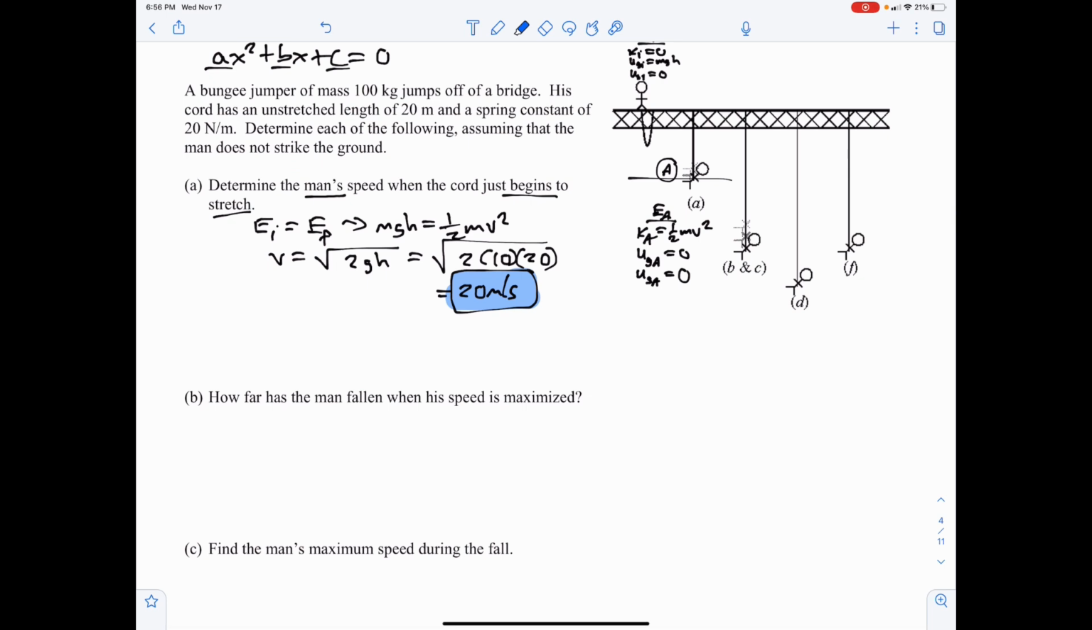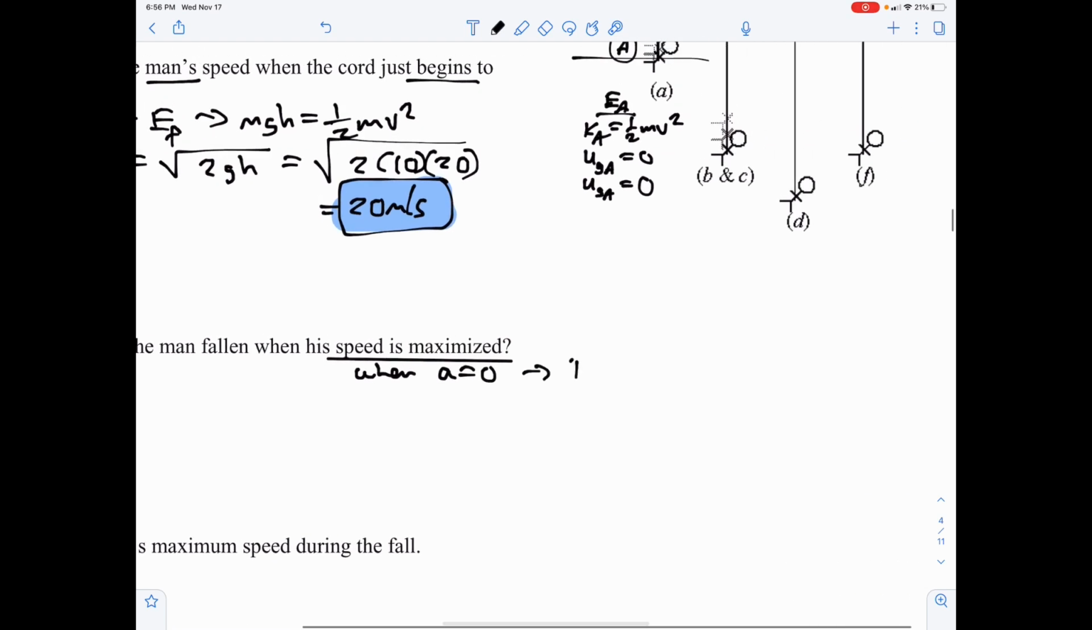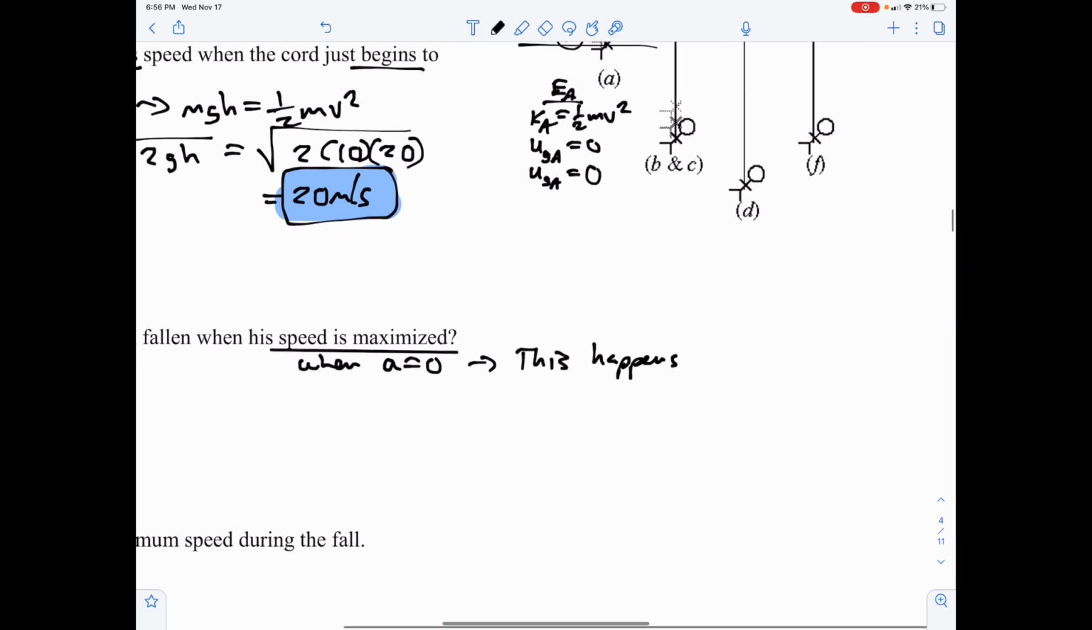Now, in part B, it says, how far has it fallen when his speed is maximized? Okay, speed is going to be maximized when acceleration goes to 0. Now, this happens when net force is 0, or I should say when forces are balanced.